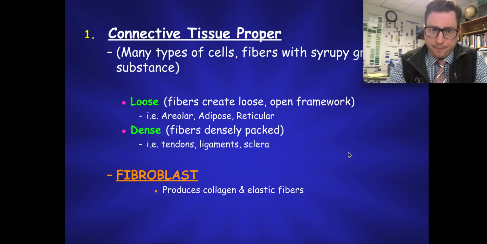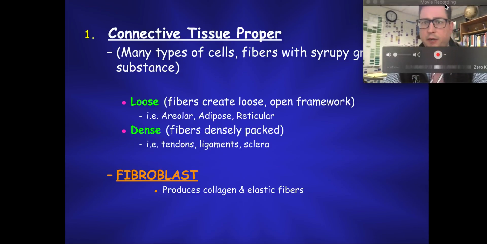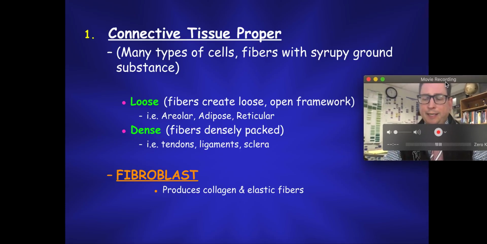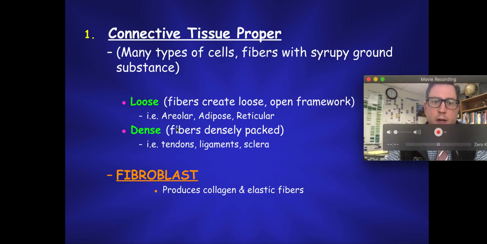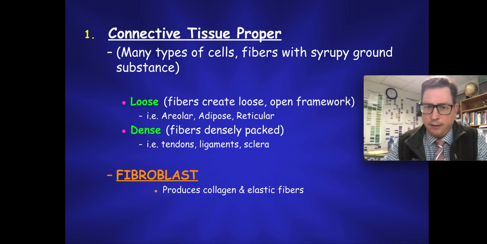Connective tissue proper has many types of cells and fibers, that's that elastin and collagen, with this syrupy ground substance. And this is where, when you're dehydrated or you're retaining water, you're usually doing that in that syrupy ground substance. So it's really dynamic in what it can do. So the first one is loose connective tissue, and I think this is probably the one you feel like you'll have the least experience with directly. But those are the areolar, the adipose, and the reticular.